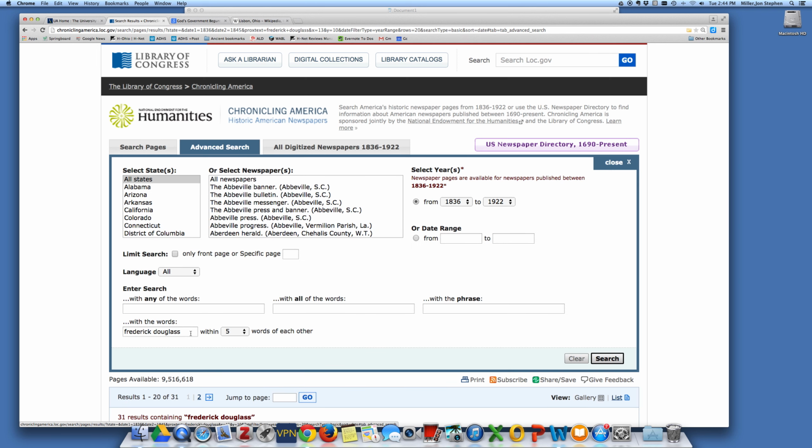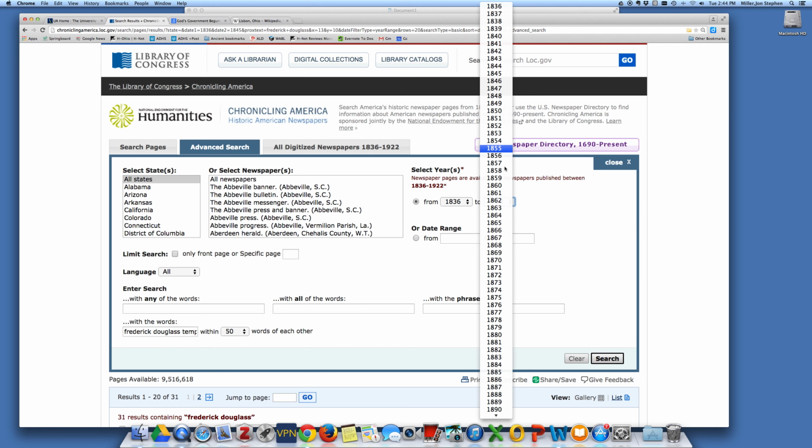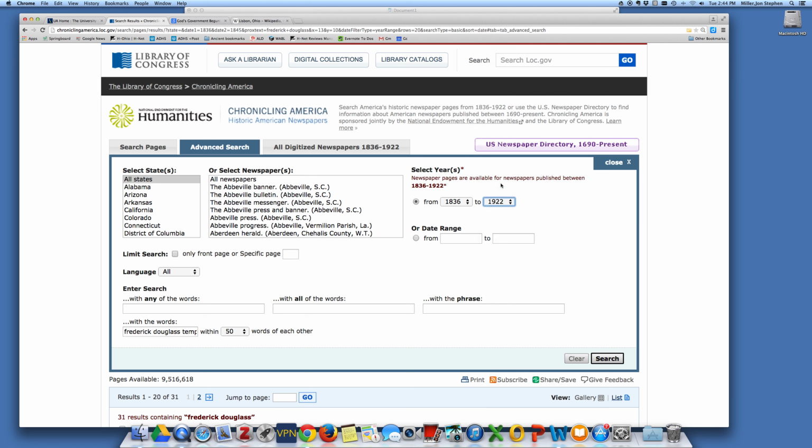So we could look for Frederick Douglass. What if we looked for? Let's look for Frederick Douglass, and we'll look for the word temperance, and we'll look for them within 50 words of each other. And let's limit it again to before the Civil War.